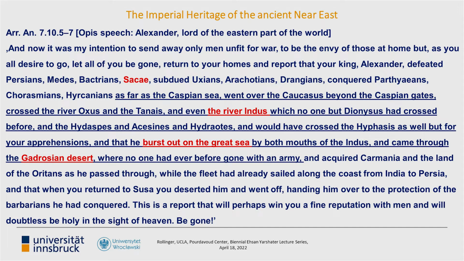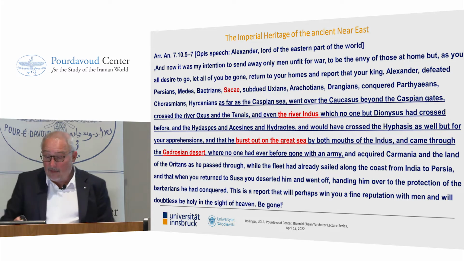Return to your homes and report that your king Alexander defeated Persians, Medes, Bactrians, Sakae, Scythians, subdued Uxians, Arachosians, Drangians, conquered Parthians, Chorasmians, Hyrcanians, as far as the Caspian Sea, went over the Caucasus beyond the Caspian Gates, crossed the river Oxus and Tanais, and even the river Indus, which no one but Dionysos has crossed before, and the Hydaspes and Acesines and Hydraotes, and would have crossed the Hyphasis as well but for your apprehensions, and that he burst out on the great sea by both mouths of the Indus, and came through the Gedrosian desert, where no one had ever before gone with an army.